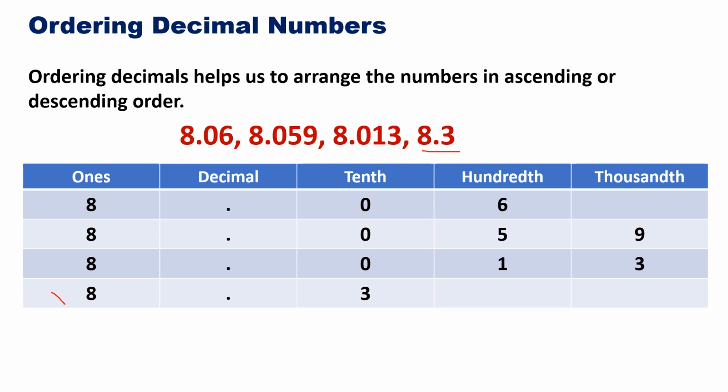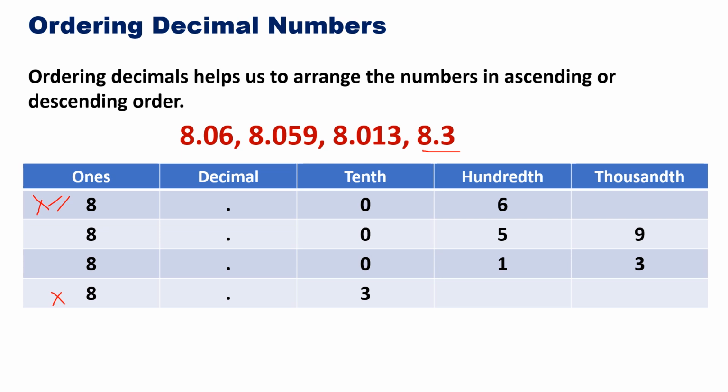Then this work is done. Then we'll compare these 3 numbers: 8.06, 8.059 and 8.013. Okay, the tenths place is the same, then we'll move to the hundredths place. In the hundredths place, 6 is there, 5 is there, 1 is there. As 6 is greater than 5 and 1, so 8.06 is greater than 8.059 and 8.013. Okay, so this part is done.